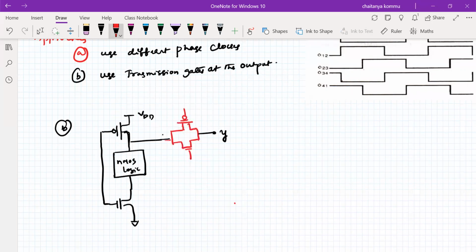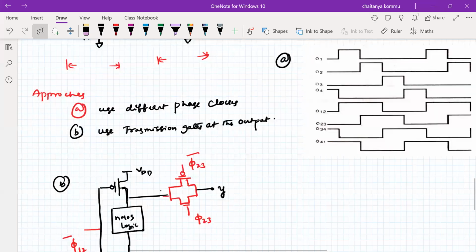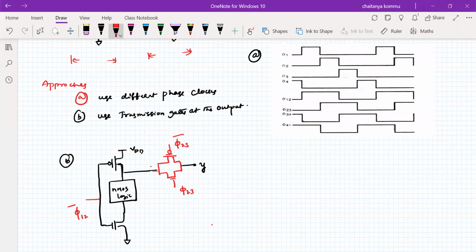So what is the clock thing that we have to do here? We have to take 512 bar, and we have to take 523 bar. So what do you mean by this one? I'm saying that, for example, here you consider it this way. This kind of approach will make sure that while you are precharging the succeeding stage, this cannot change the NMOS block in the succeeding stage.